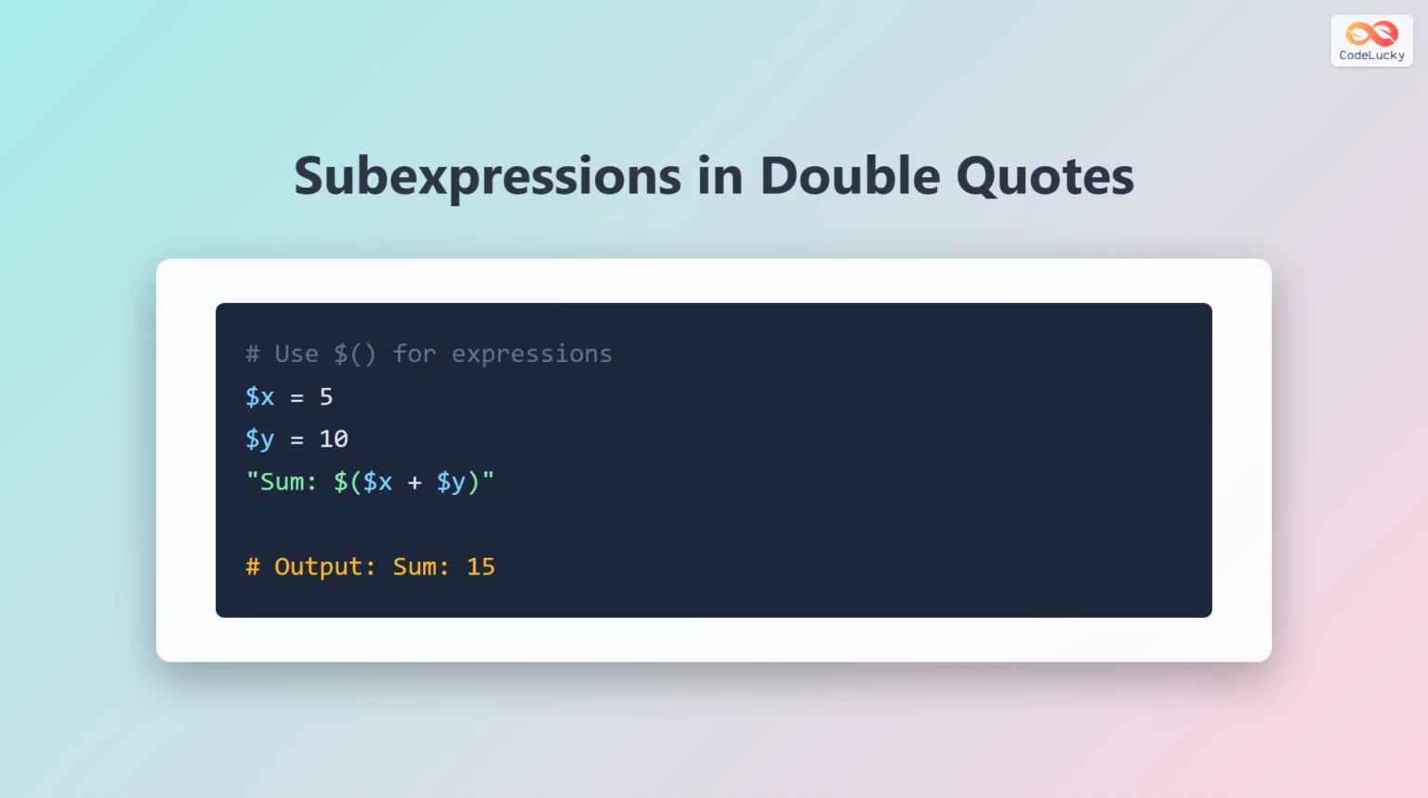Double quotes become even more powerful when you need to evaluate expressions, not just simple variables. You can use the $( ) syntax to embed any PowerShell expression inside a double-quoted string. In this example, we have two variables, $x equals 5 and $y equals 10. Inside our double-quoted string, we write $( $x + $y ). PowerShell evaluates the expression inside the parentheses, calculates 5 plus 10, and inserts the result into the string. The output is sum: 15. This technique is incredibly useful for building dynamic messages and reports.